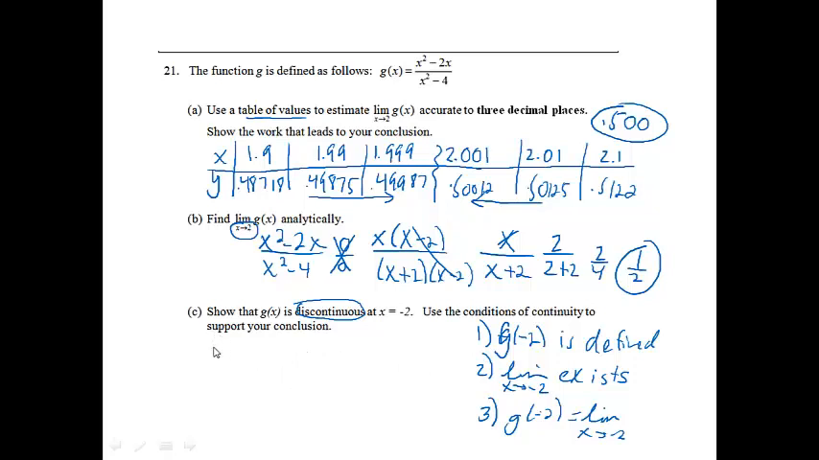So I'm just going to start with condition 1, g of -2 being defined. Well, if I try to plug -2 into this equation, I get an undefined answer. So I can right away say that it's discontinuous. I can say that g of x is discontinuous because g of -2 is undefined.